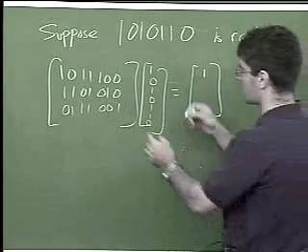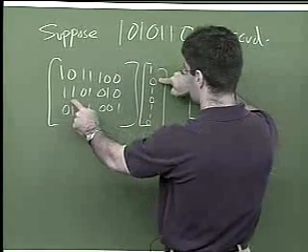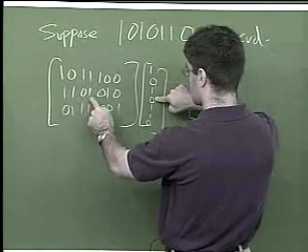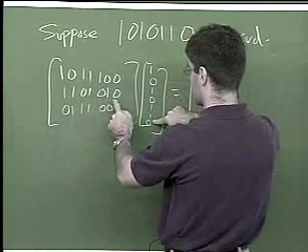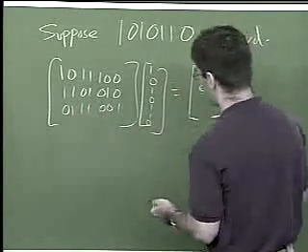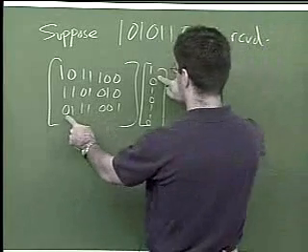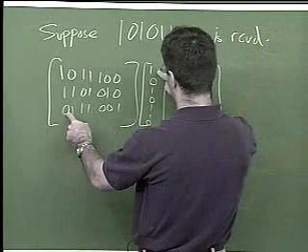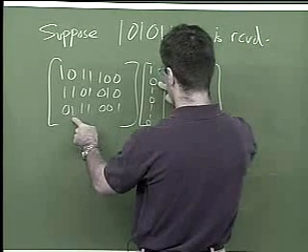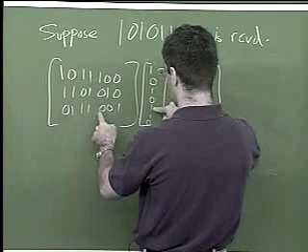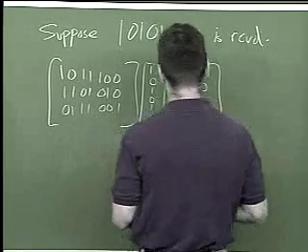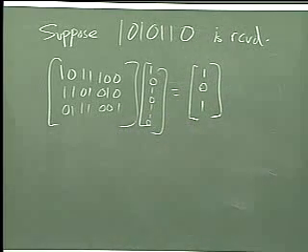Next row: 1 plus 0 plus 0 plus 0 plus 0 plus 1 plus 0 is 0, right? I had two 1s, so I XOR them together and get 0. And then 0, 0, 1, 0, 0, 0, 0, so 1. So that's my received code word. I compute this syndrome and I get 1, 0, 1. So I know it's not a correct code word.